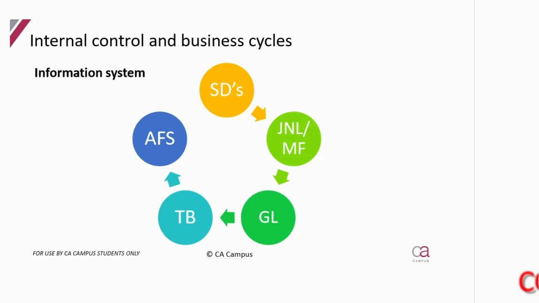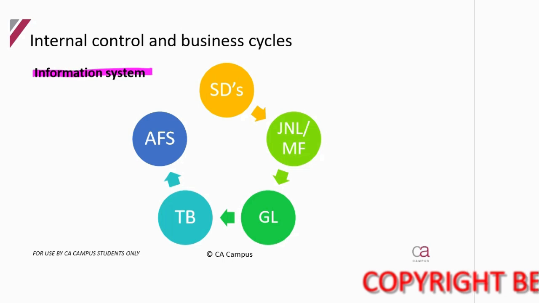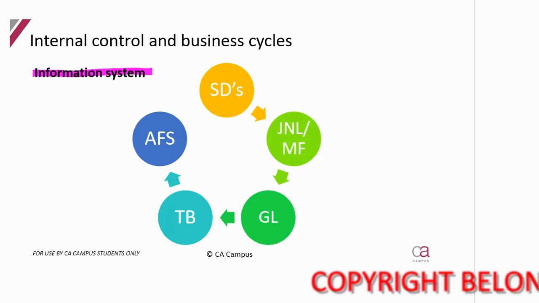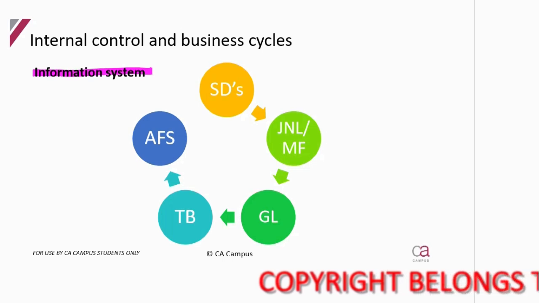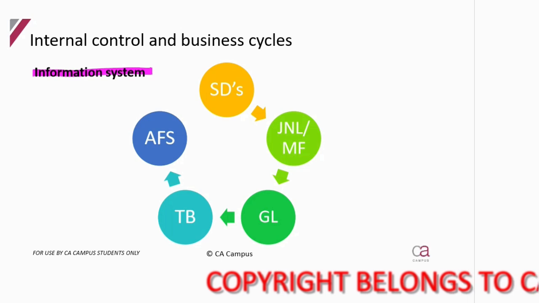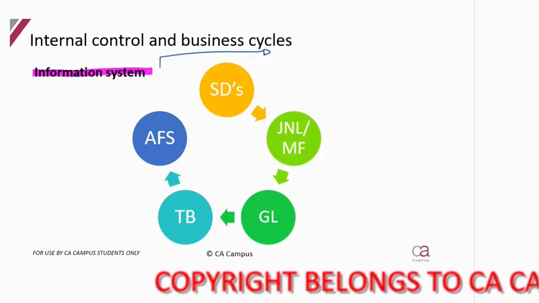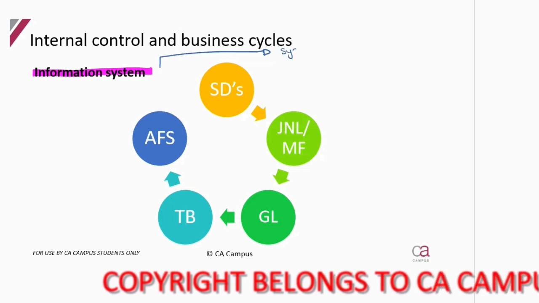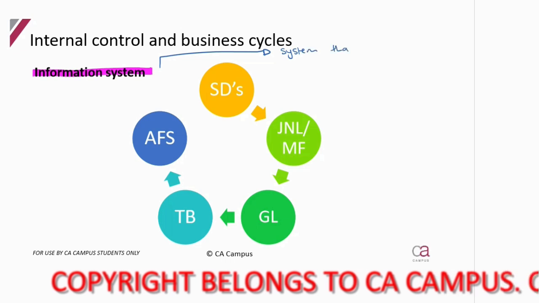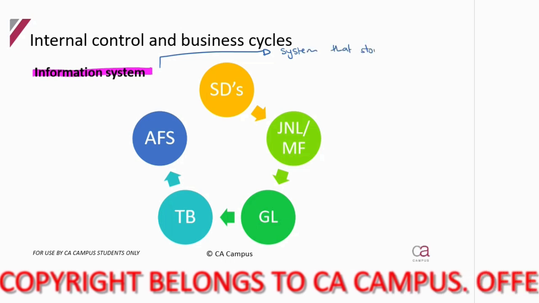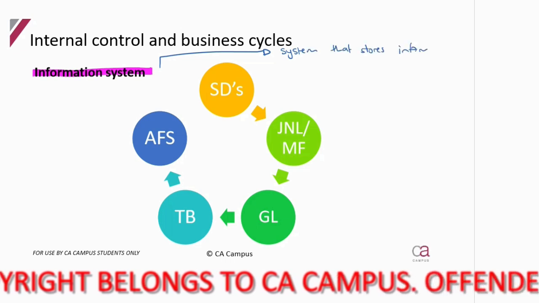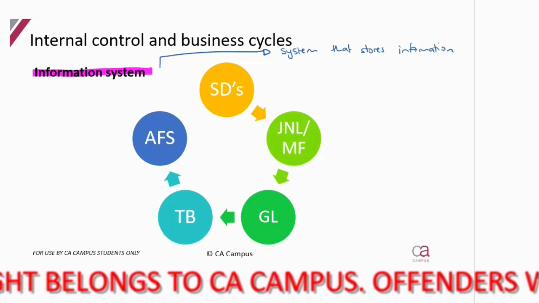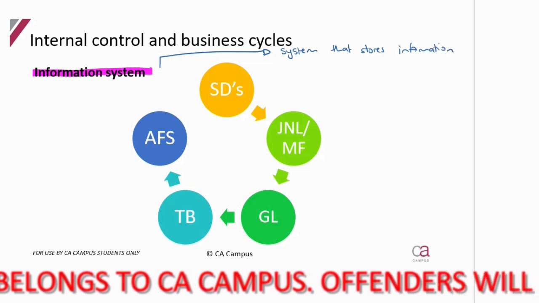So what I've got here is just a visual representation of an information system, okay? Because I want to show you that it's not this complicated concept. If we have to put information system into layman's terms, it would be a system that stores information. Cool? So that's quite simple, it's quite easy.